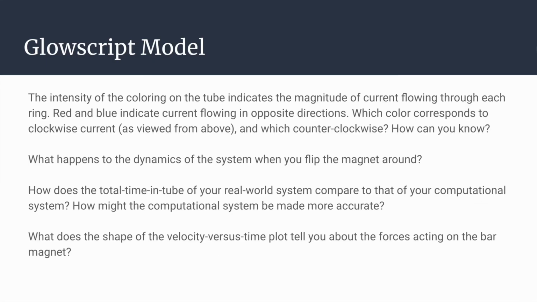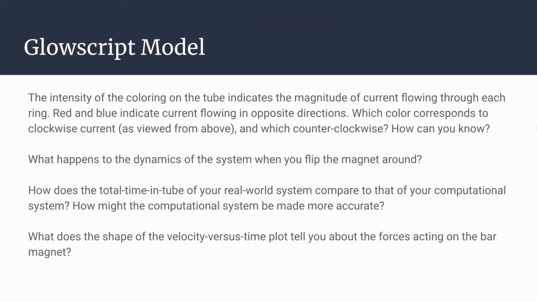For the questions relating to the GlowScript model, the intensity of the coloring on the tube indicates the magnitude of current flowing through each ring. Red and blue indicate current flowing in opposite directions. Which color corresponds to clockwise current as viewed from above, and which counterclockwise? How can you know? From above, the red current corresponds to counterclockwise and the blue current corresponds to clockwise, and I can know this using Lenz's law.